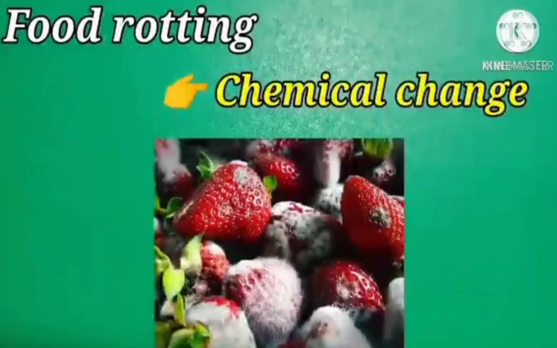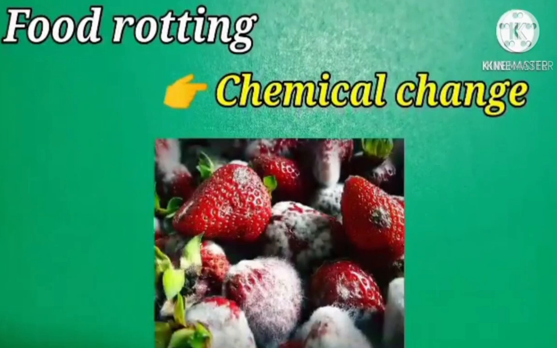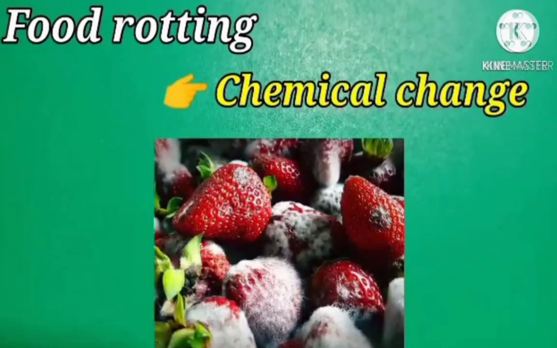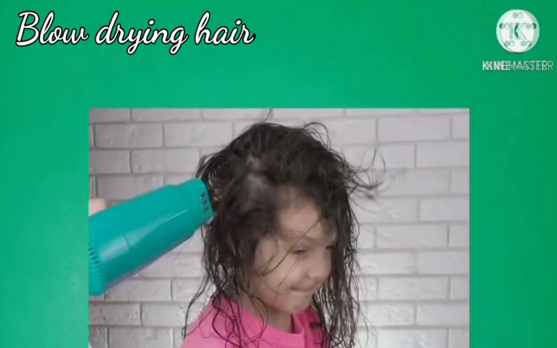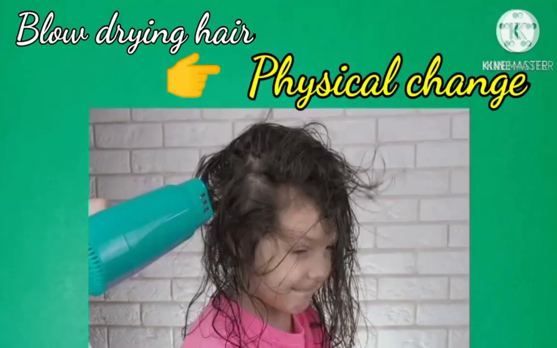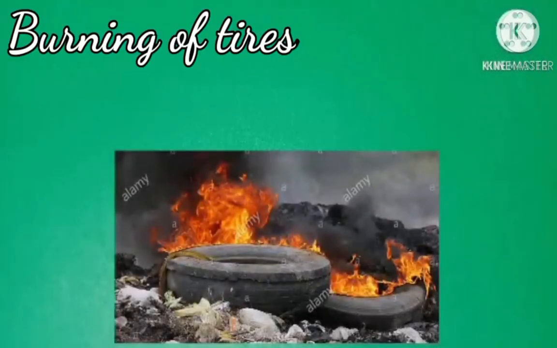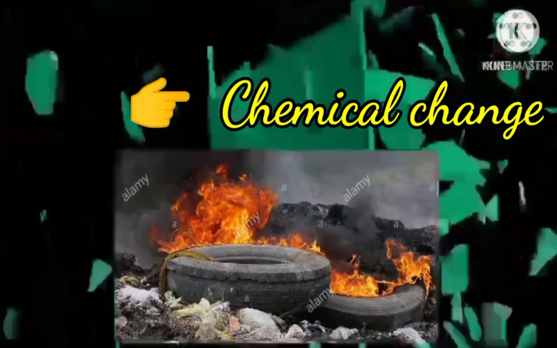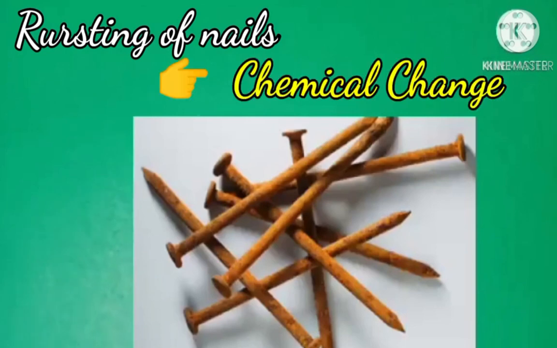This would be a chemical change because it's not reversible and involves changing the bonds of chemicals in the food. The change of color and odor is an indication of chemical change. Blow drying hair is a physical change because the dry hair is the same as wet hair. Burning of tires is also a chemical change. Nail rusting is a chemical change.